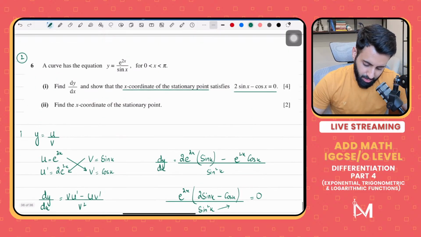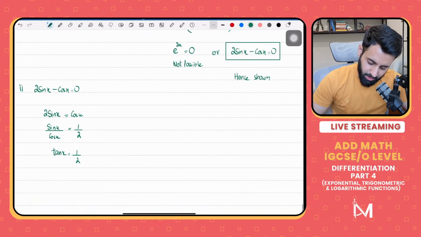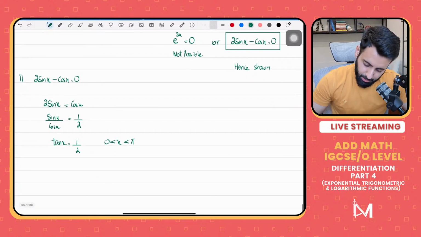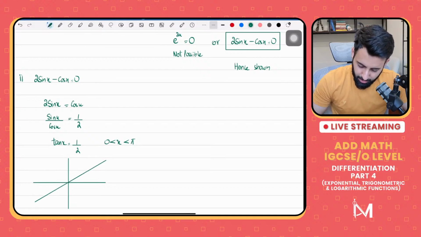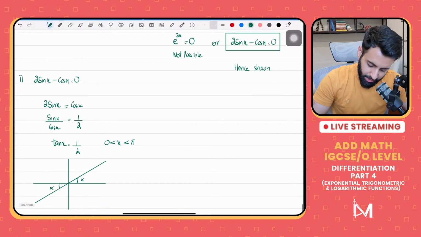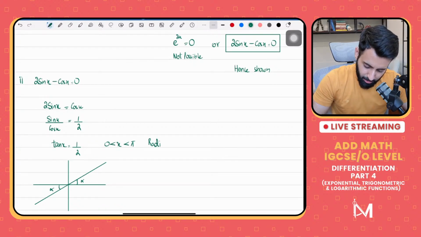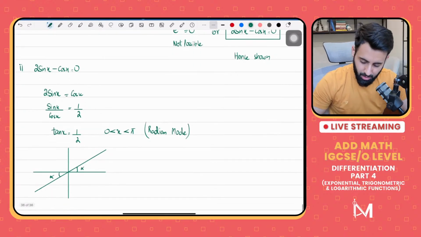Now, what is the range that's given to us? The range of x that's given to us is from 0 to pi. Now, tan is positive. Positive tan means that it's either in the first quadrant or it's in the third quadrant. Can we go in the third quadrant? Of course not. We cannot go in the third quadrant. Make sure that your calculator is in radian mode, because the range is in terms of pi, so our calculators must be in radian mode.